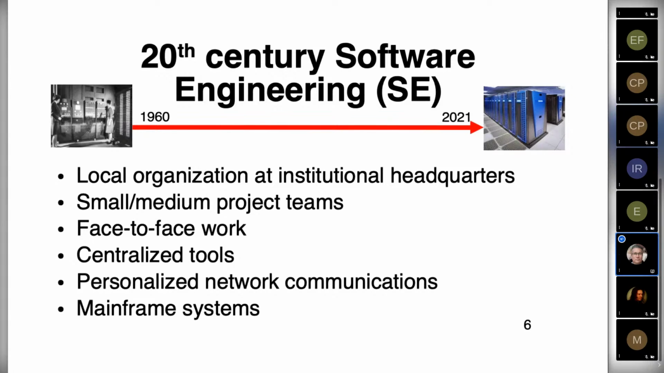And of course, being at institutional headquarters in small and medium project teams, they could work face to face. They could see each other at every time and talk with everybody. They used centralized tools for software engineering, and they could establish a network of personalized communications to build software. It was really very easy, in comparison with the way we work nowadays, to build software at that moment.